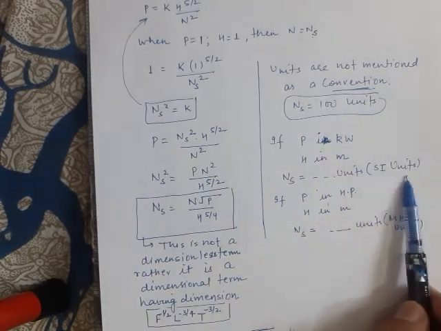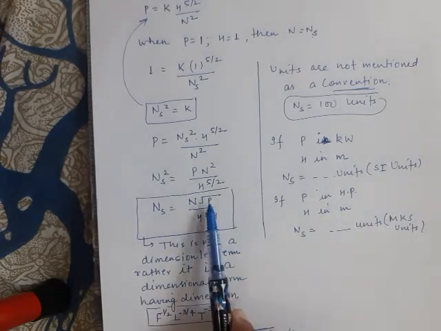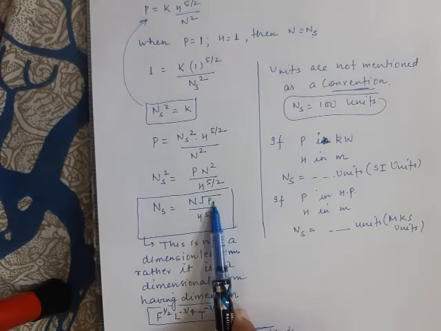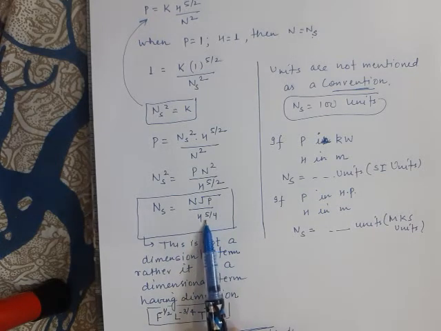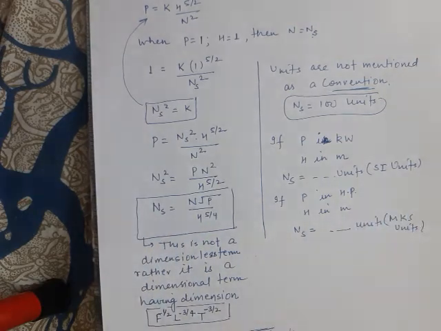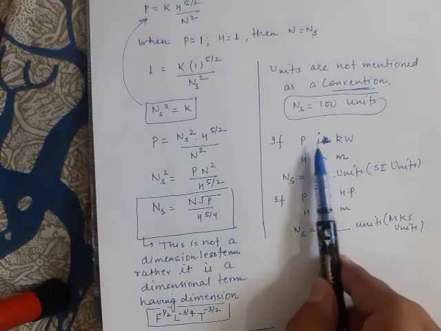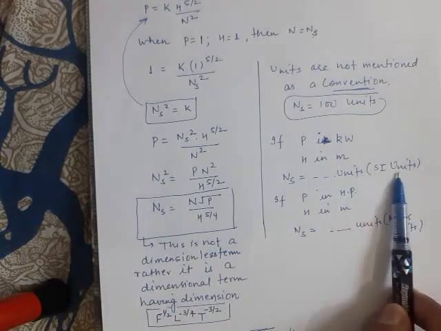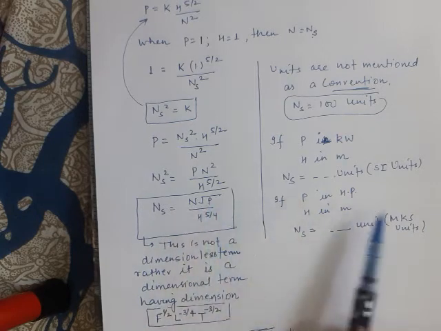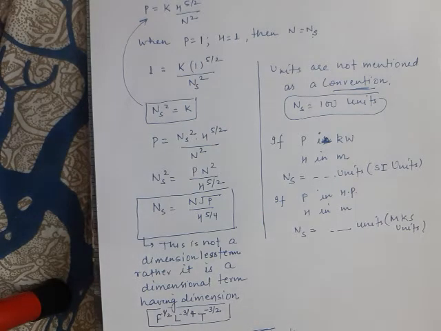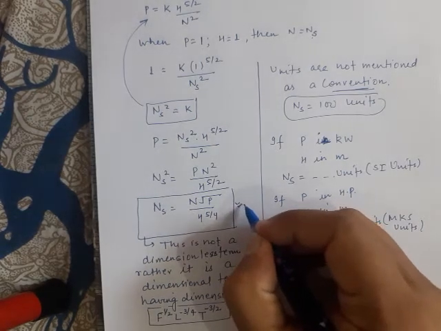In general we deal with the SI units, therefore we have to put power in kilowatt and H in meter in this expression to get the specific speed in SI system of units. Please note, if power is in kilowatt and H is in meter, then the specific speed would be in SI units. And when power is in HP and head in meters, then specific speed would be in MKS units. So this is the specific speed. It is a dimensional term given by this parameter.